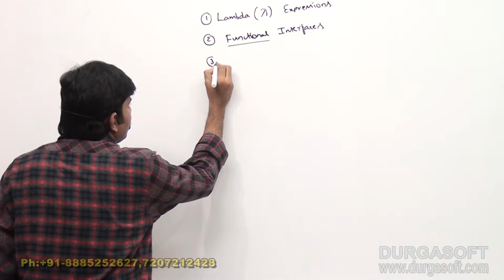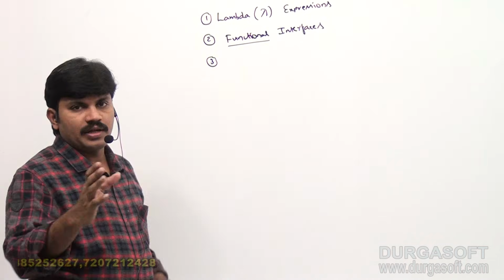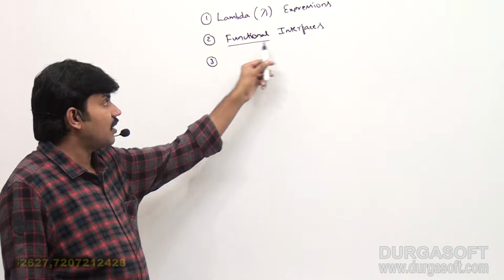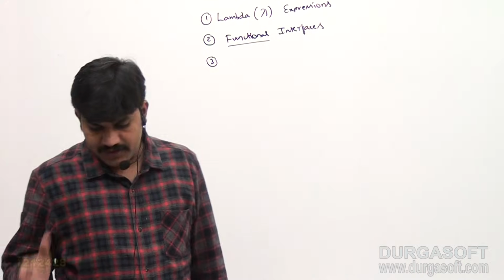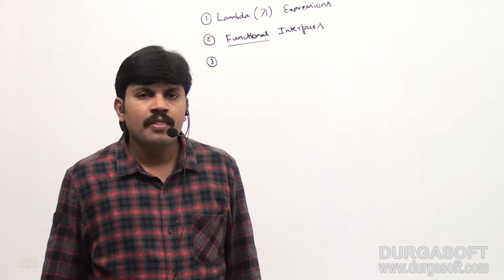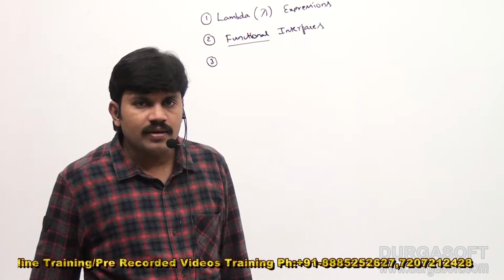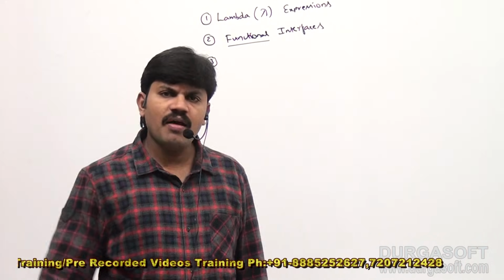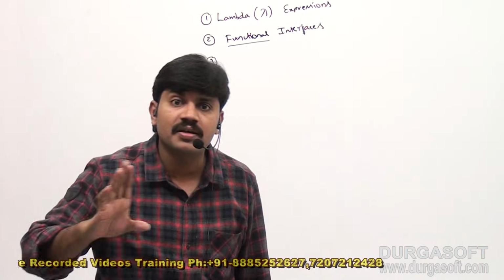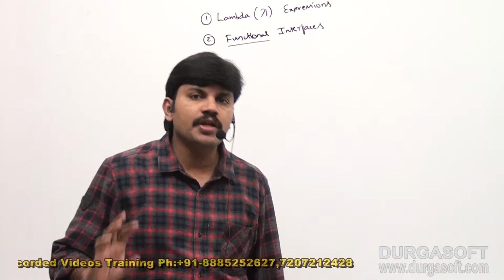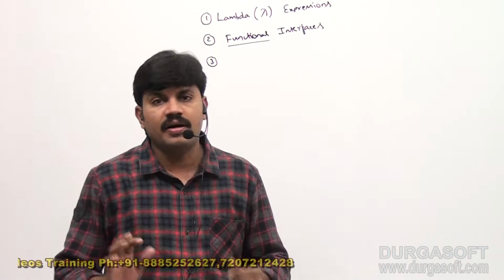Next, I will talk about how to write a Lambda expression, and after that, how to call it using functional interfaces. Next, in normal interfaces, we can write only abstract methods, and we can declare public, static, final variables. Every method inside an interface is always public and abstract, whether we declare it or not. Every variable inside an interface is always public, static, final, whether we declare it or not.